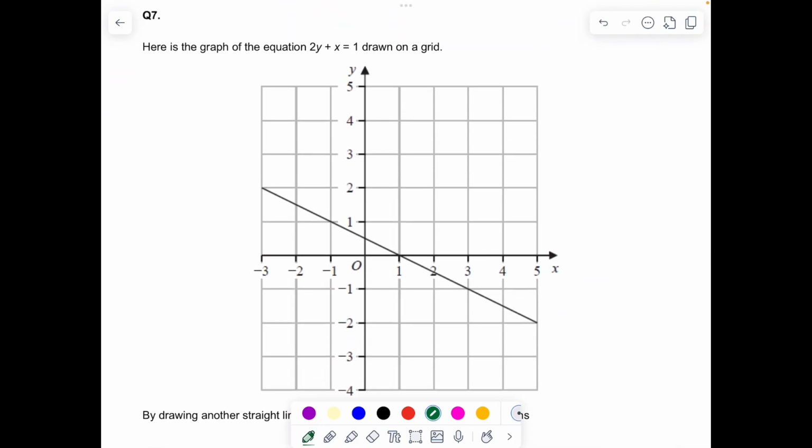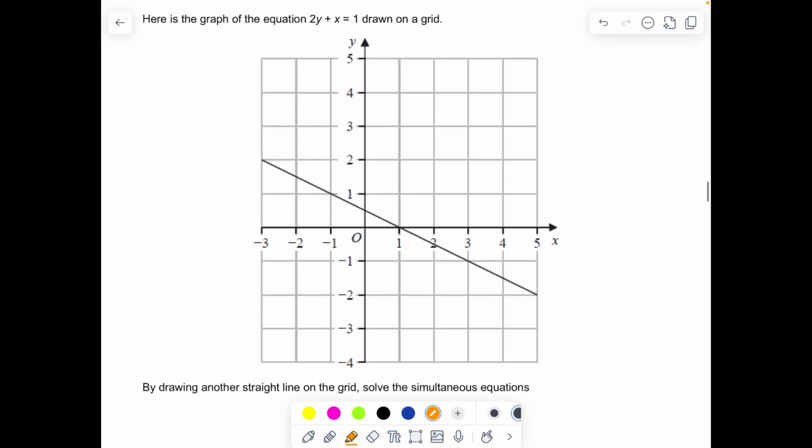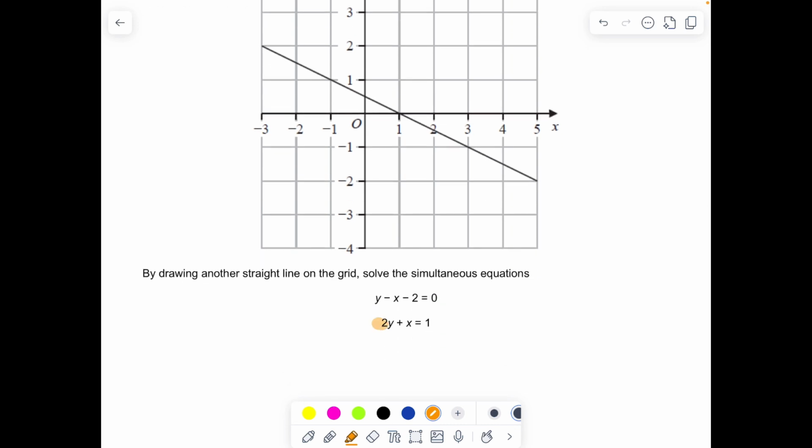Okay, here you've got to solve these simultaneous equations using the graph. They've already drawn this, 2y plus x equals 1. So they've already drawn this one for you. So the one that we need to draw is this one here. Now, a lot of you would have looked at that and felt like, oh God, that looks like a horrible one. All we need to do is take the x, minus x, and the minus 2 to the other side so that I get y equals x plus 2. Okay, they are one and the same.